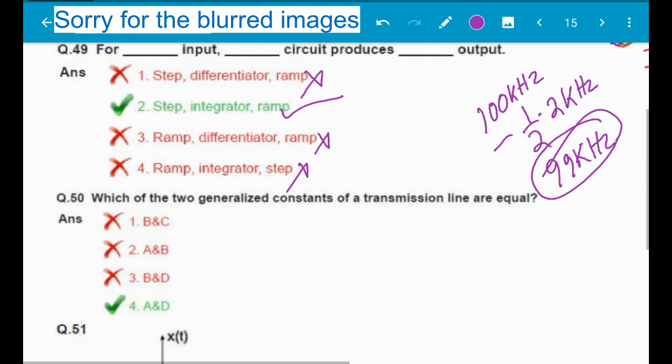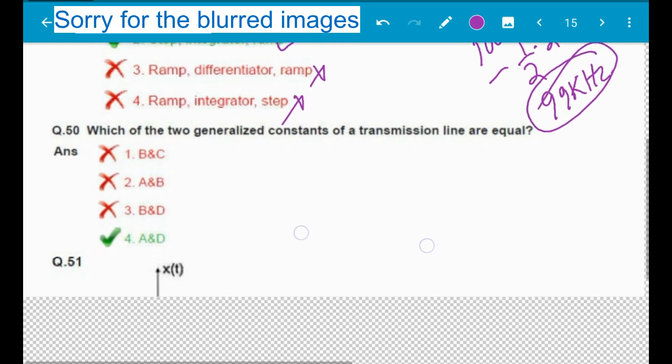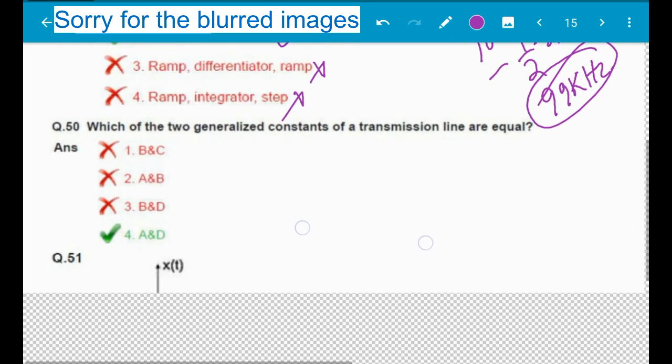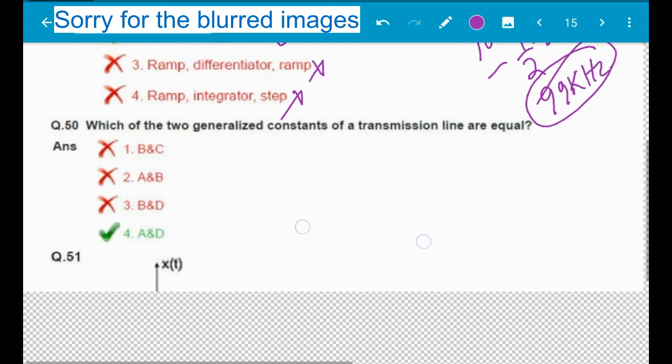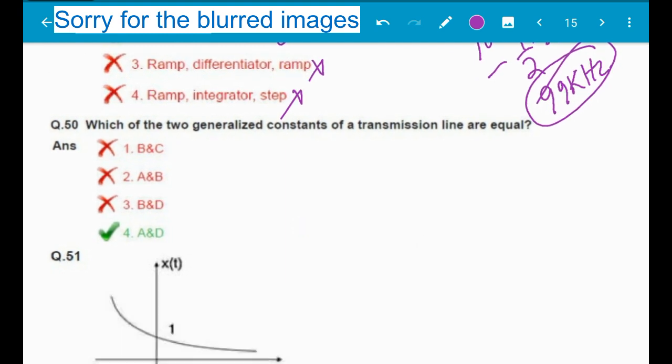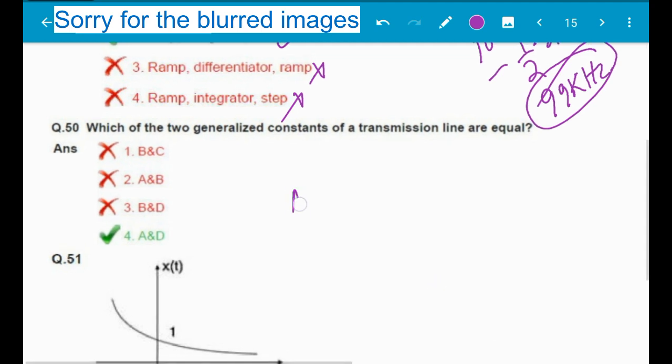Which two generalized constants of a transmission line are equal? In case of a transmission line, we generally use the ABCD parameter or T parameter. As a transmission line is always considered to be a symmetrical circuit, the condition of symmetry, that is A equal to D, is always followed. And here it is given that they are equal, so A and D are equal.